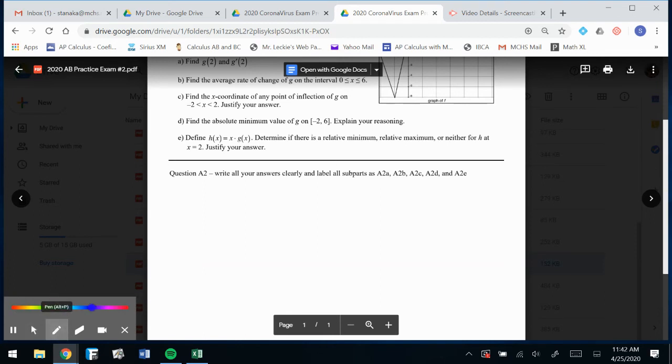Now let's do E. E is probably going to be the toughest one, right? It comes last. Let's see how you guys did. It just says, does h have a min or max at x equals 2? Well, the only way it could have a min or max is if the derivative was equal to 0. So let's find the derivative, h prime of x, which would be x times the derivative, right? This is a little product rule. So they're testing our knowledge of the product rule.